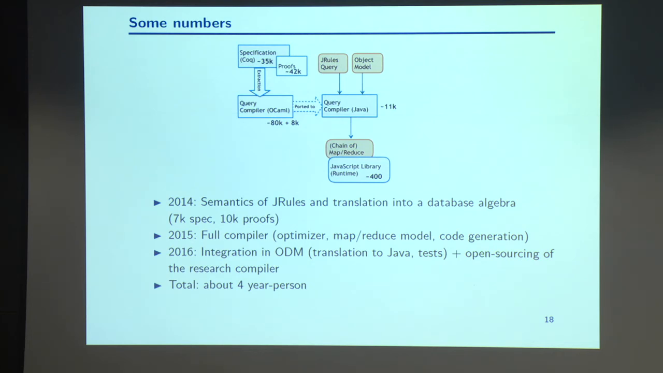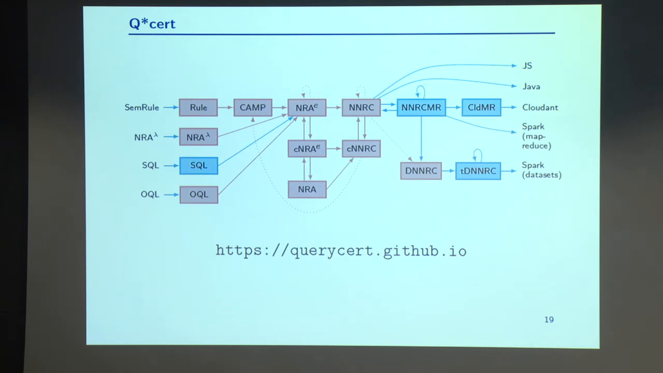We all had some different projects in parallel, so we estimate that it took us 4 years to build this prototype. But we also use this compiler as a research platform. So we have this compilation chain going from SameRule to Cloudant, but we have a lot of other intermediate languages and some other input languages.